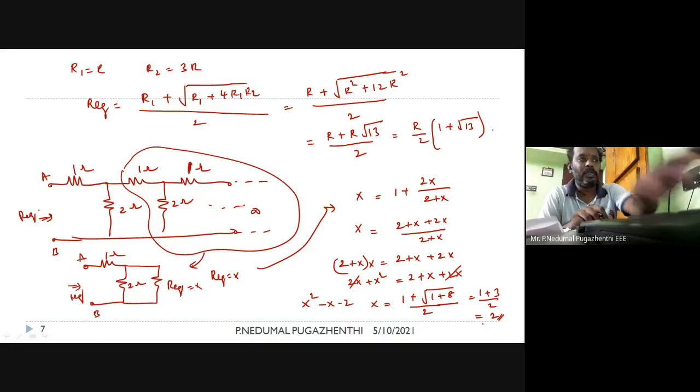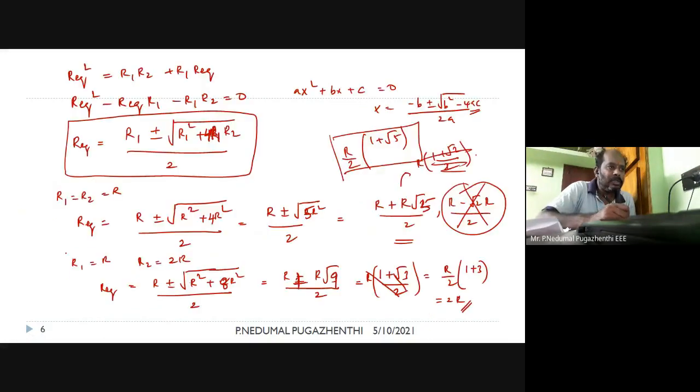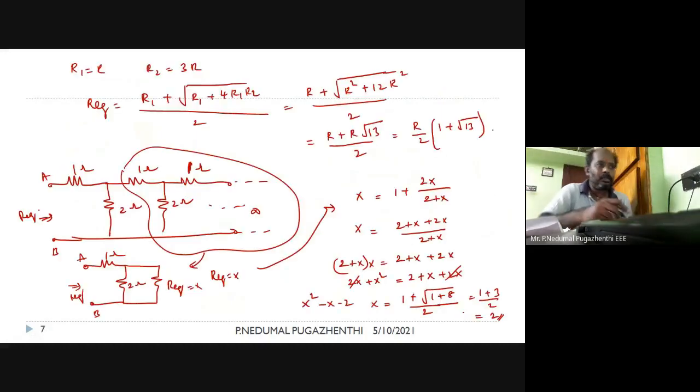Even you can see that if r1 is equal to r and r2 is equal to 2r, your answer is going to be 2 times of that r value. Now you can apply that here. R is equal to 1, and this particular part is 2r. So it is 2 times of that, the same condition. So the answer is going to be 2 times of the first resistor. Do you understand the problem?